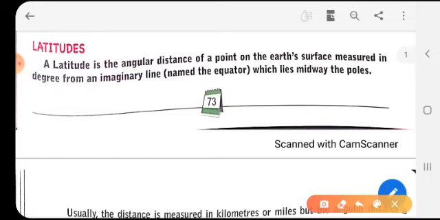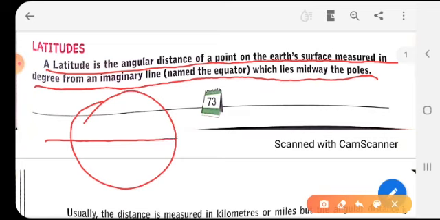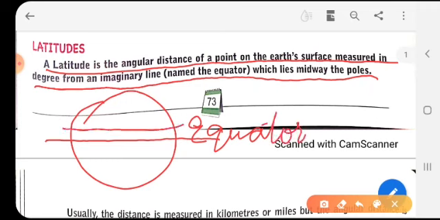A latitude is the angular distance of a point on the Earth's surface measured in degrees from an imaginary line named the equator, which lies midway between the poles. So children, as I told you, when this is the Earth, there is a line that is going through the middle of the Earth. This is the equator. Now, when we draw lines along this equator, they form an angle over here. So, the latitudes are the angular distance of a point on the Earth's surface measured in degrees from an imaginary line which lies midway between the poles.